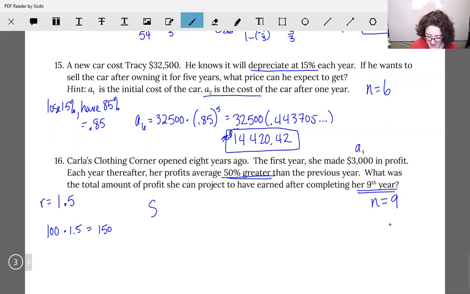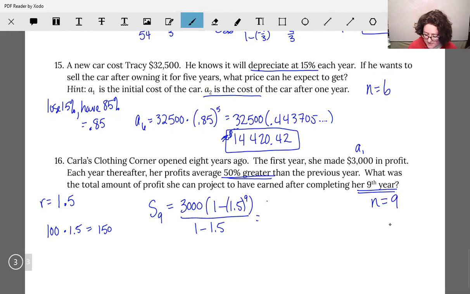So we're looking for S sub 9 equals, first year profit was 3,000. We're doing 1 minus 1.5 raised to the 9. Again, the 9 only goes to the 1.5, divided by 1 minus 1.5 in the denominator.